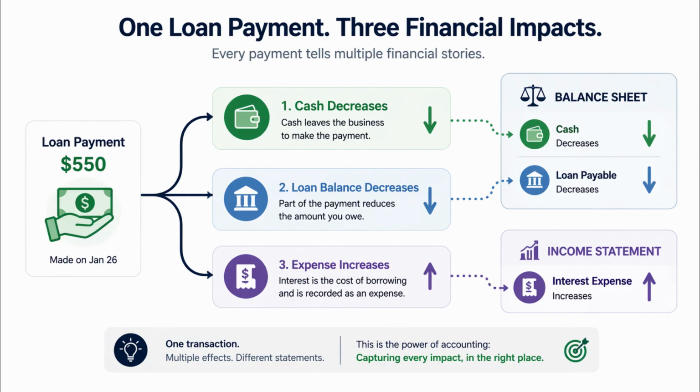So let's step back and look at what just happened. From a single payment, our cash decreases, the loan balance decreases, and an expense is recorded. This one transaction affects both the balance sheet through the car loan payable and the income statement through the transport interest expense. This is why accounting matters and understanding these compound transactions matters. Yes, there was a single cash flow, but it has a different effect on our financial performance and our financial position.